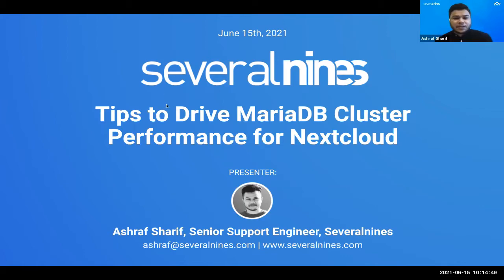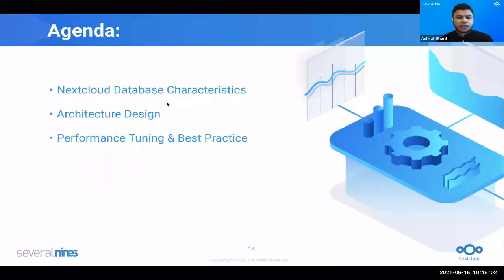Hello, everyone. My name is Ashraf Sharif, and I'm a support engineer from Severalnines. For my part of this presentation, I'm going to share with you some tips on how to drive MariaDB cluster performance for Nextcloud. I'm going to cover the Nextcloud database characteristics, their architecture design, and also some performance tuning and best practices.